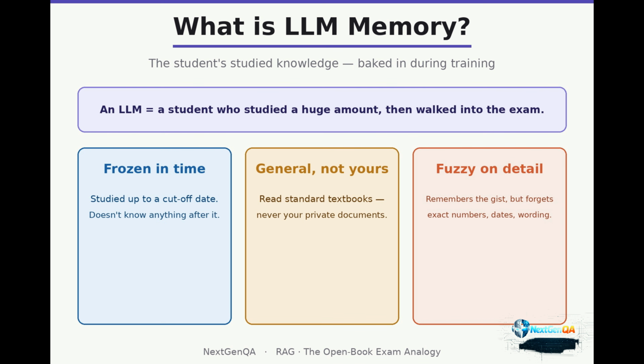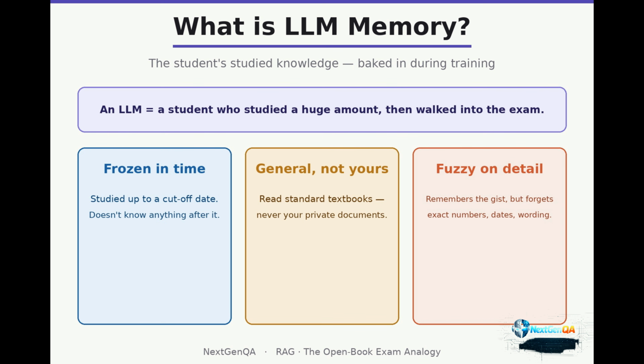But here is the catch, and this is very important. This memory has three limits, exactly like a student. First, it is frozen in time. Ravi studied until, let's say, last March. Anything that happened after that, he simply doesn't know. An LLM is the same. It has a training cutoff date. Ask it about something that happened after that, and it has no idea.